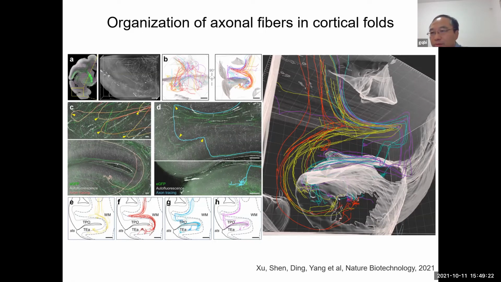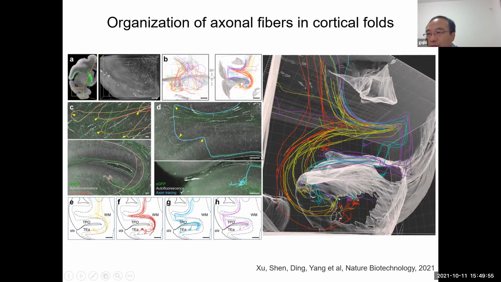Most of those fibers come from the MD of the thalamus, and this is near their cortical targets. But they have to go through the fold. So they take different strategies of going through the fold. Some go directly, some go in first and then go around. I guess it may be the folding of the surface, the folding of the cortex.